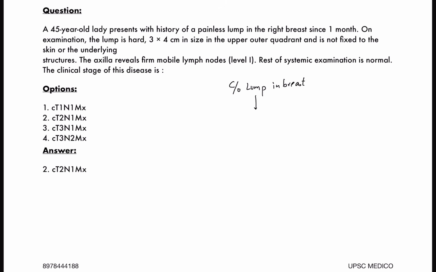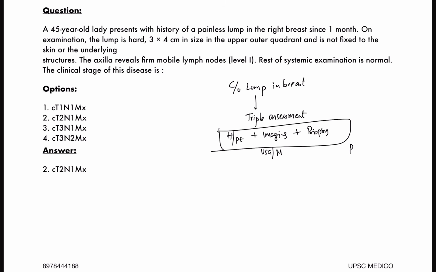Now, there are various ways. We have triple assessment, which is very important from our exam point of view, where we take history and physical examination, plus we go for imaging, either ultrasound or mammogram, plus we go for biopsy. Biopsy can be FNAC or biopsy. So this triple assessment has a positive predictive value of more than 99.9%, right?